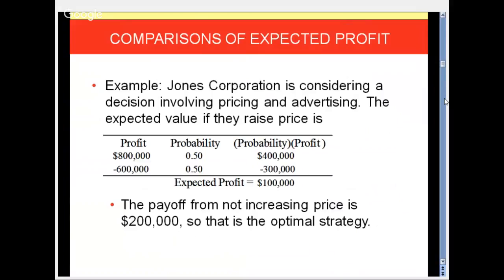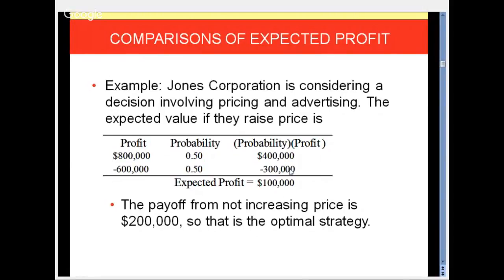So here's a table. There's a 50% chance that things will turn out good, and you'll earn $800,000. There's a 50% chance that things will go bad, and you lose $600,000. So if I multiply 800,000 by 0.5, I get 400,000. I do the same thing for negative 600,000, I get negative 300,000. I add those up, and that gives me my expected profit. In this case, it's $100,000.